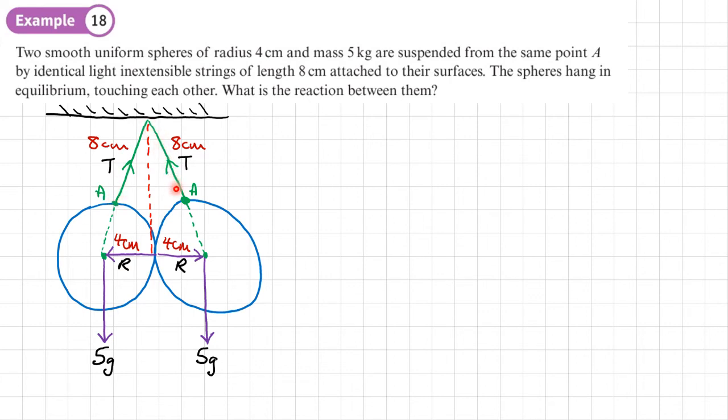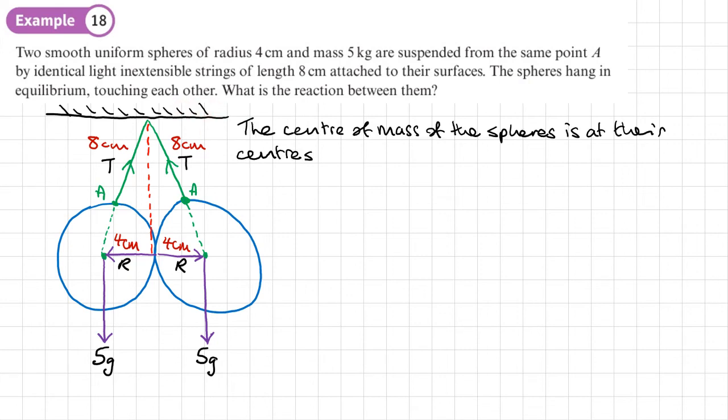Now I've drawn a line going right towards the center, so this is going to be 8 centimeters going towards the center, but the string stops at the surface of the spheres. We know that the spheres hang in equilibrium, touching each other. What is the reaction between them? Now I'll just add this bit of information here that the centre of mass of the spheres is at their centres. That's why I was able to draw the 5G going from the very centre of both of these spheres here.